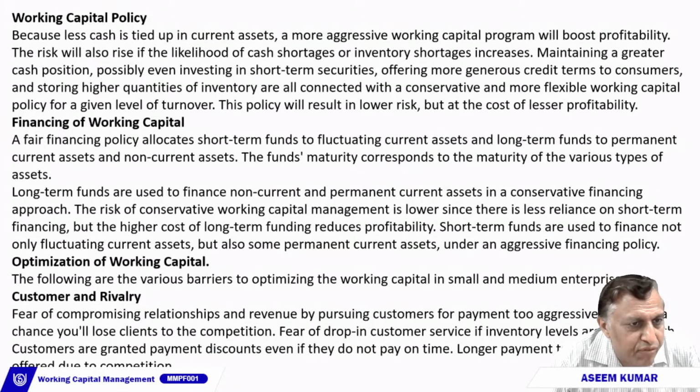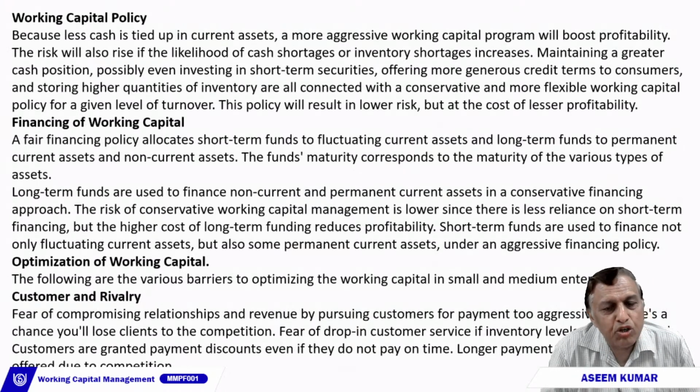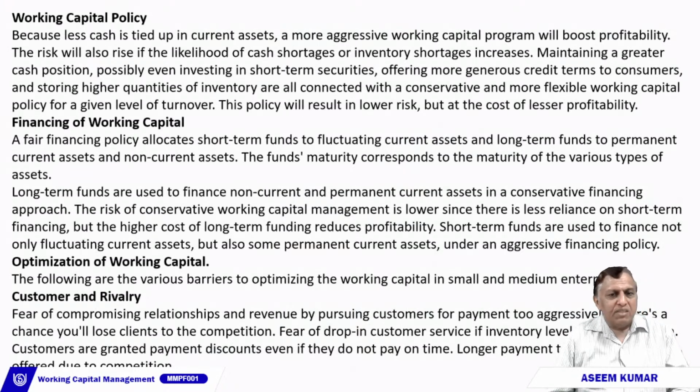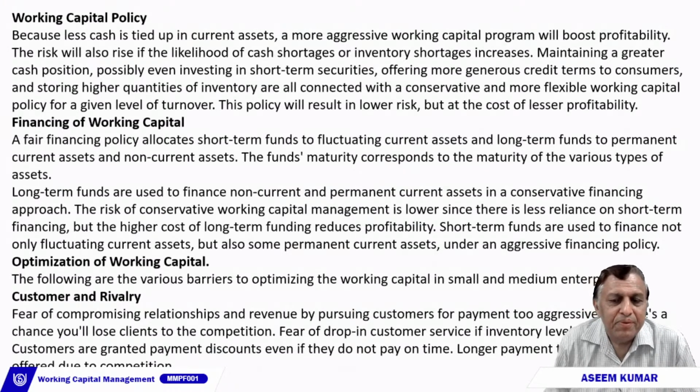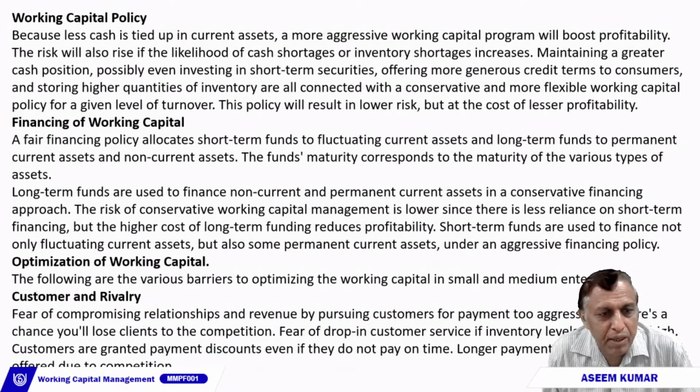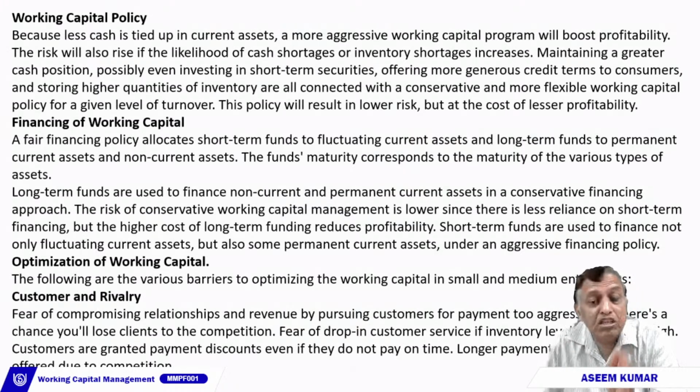Financing of working capital. A fair financing policy allocates short-term funds to fluctuating current assets and long-term funds to permanent current assets and non-current assets. The fund maturity corresponds to the maturity of various types of assets. Long-term funds are used to finance non-current and permanent current assets in a conservative financing approach. The risk of conservative working capital is lower since there is less reliance on short-term financing, but the higher cost of long-term funding reduces the profitability.